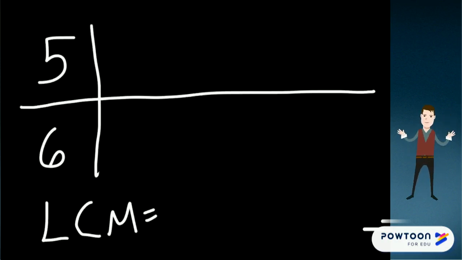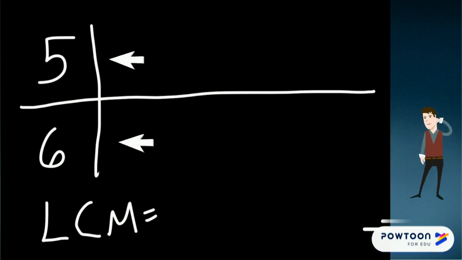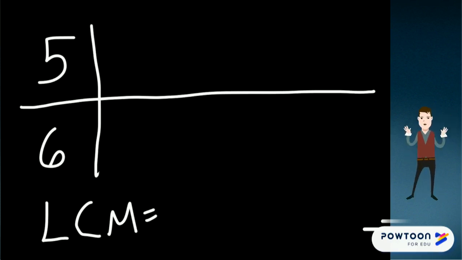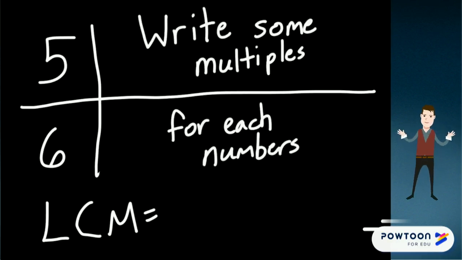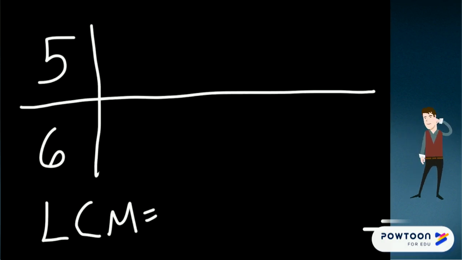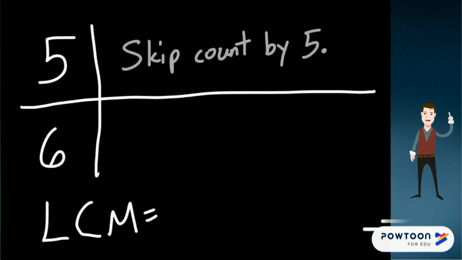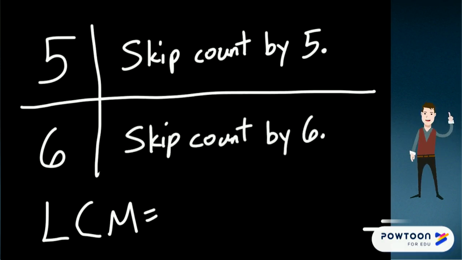Let's find the least common multiple of the numbers 5 and 6. Remember, we are looking for the smallest number that can be divided by 5 and 6. Our first step will be to write some multiples of 5 and 6. If this sounds hard, all we are doing is skip counting. To find the multiples of 5, we skip count by 5. To find the multiples of 6, we skip count by 6.